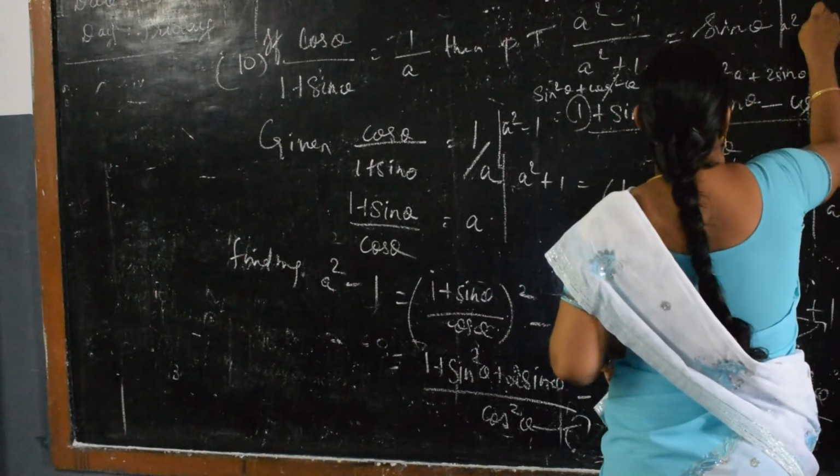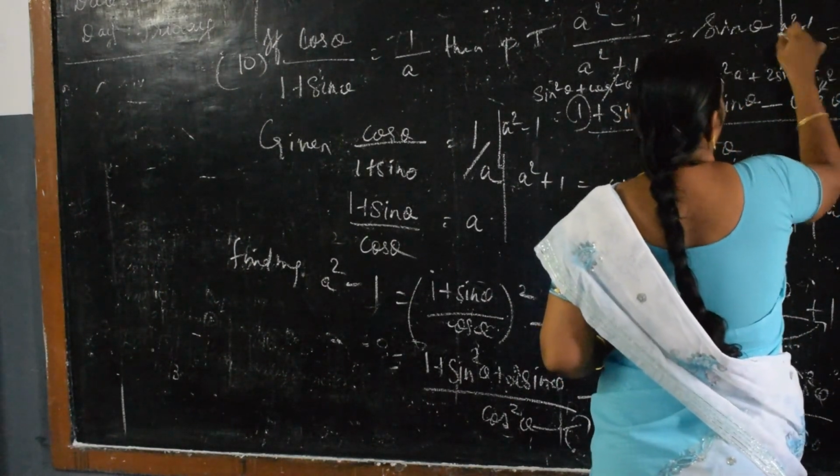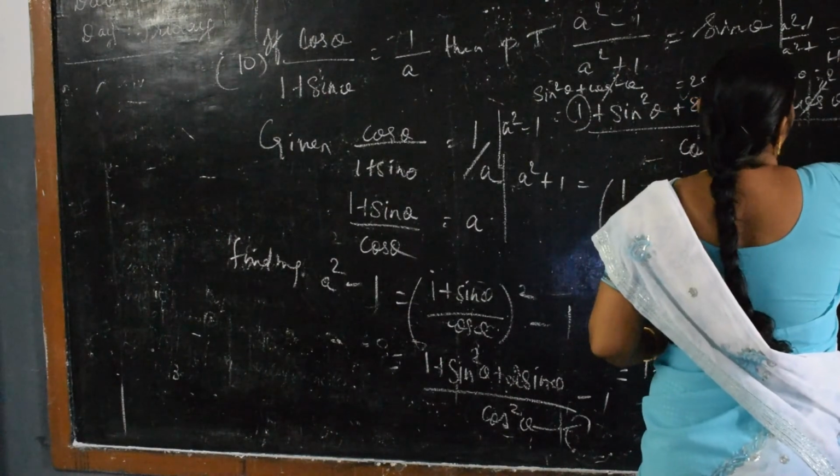A square minus 1 by a square plus 1 is equal to sine theta. Then this.